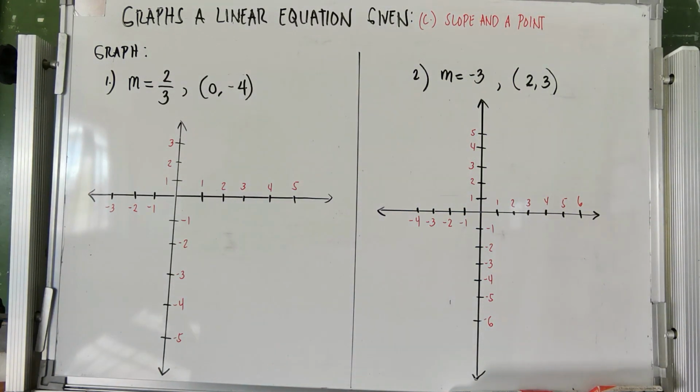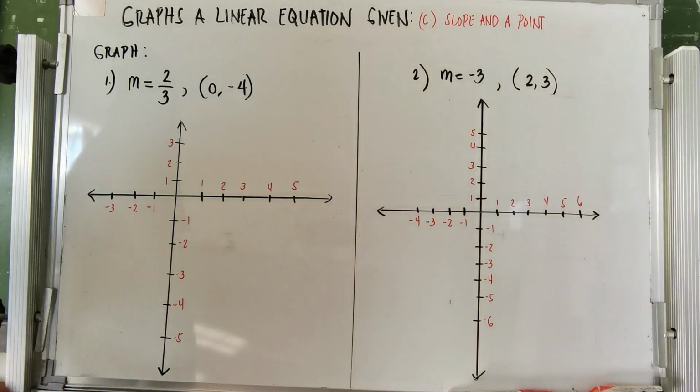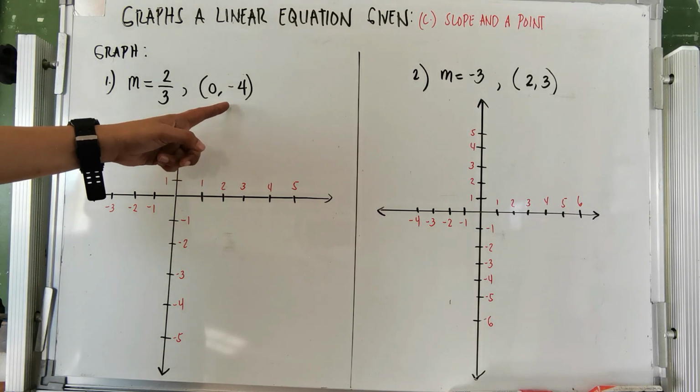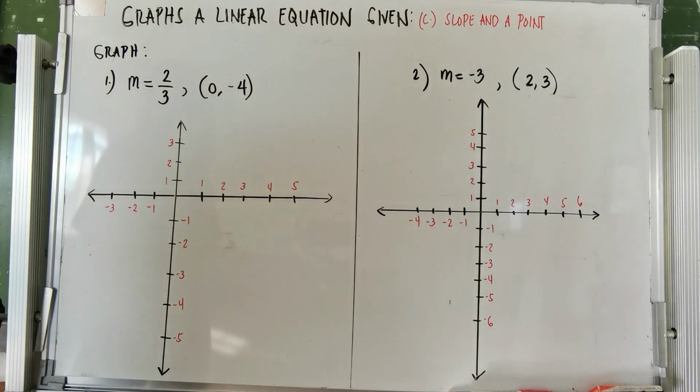Okay, so for number 1, let's say we have m is equal to 2/3 or our slope is 2/3 and we have the given point (0, -4). So kung ang ating equation or ang ating given ay slope at 1 point, take note that first step, igagraph muna natin yung any given point or the coordinates given. So if we have (0, -4), ipa-plot muna natin siya.